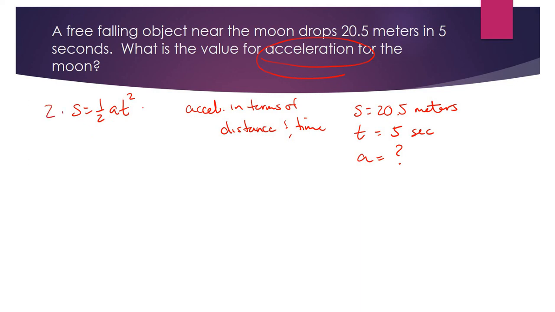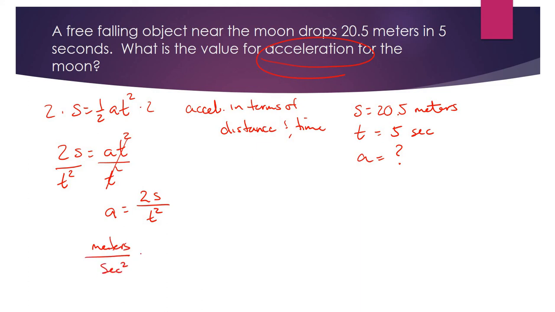I'm going to multiply both sides by 2 to get the 1/2 out of the way. I still want to solve for acceleration, so I'm going to divide by t squared. So acceleration equals 2 times the distance over t squared. Do my units still work? Acceleration is meters per second squared. Over here, distance is meters. Time squared is seconds squared. So my units still work, so this looks like a good formula.